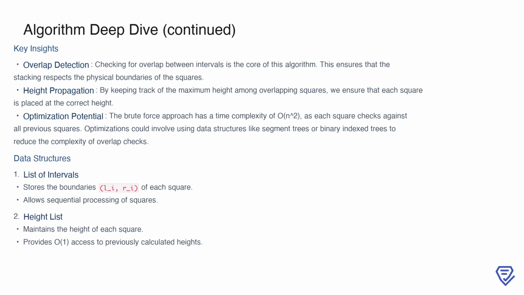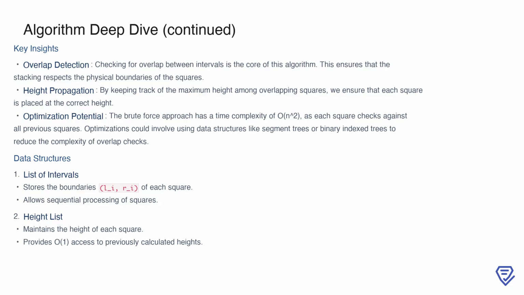The key to this algorithm lies in accurately detecting overlaps and propagating heights. Overlap detection ensures that the stacking respects the physical boundaries of the squares. By keeping track of the maximum height among overlapping squares, we ensure that each square is placed at the correct height, accounting for existing stacks. However, the straightforward approach of checking overlaps for each square against all previous squares results in a time complexity of O(n squared), as we iterate through all pairs of squares.